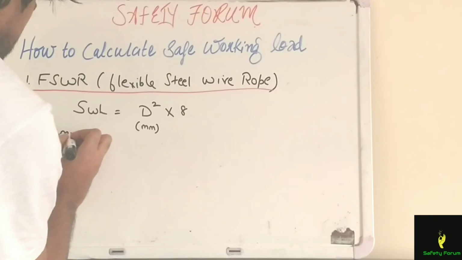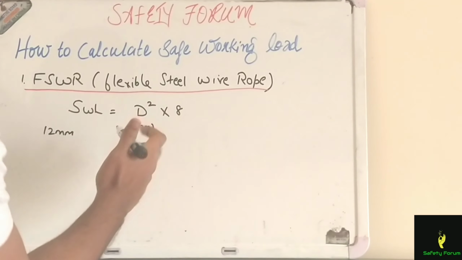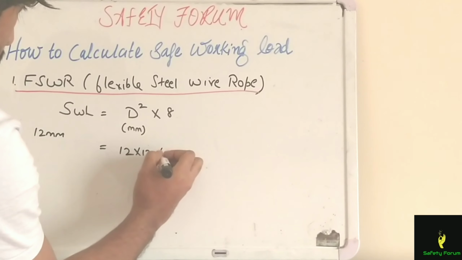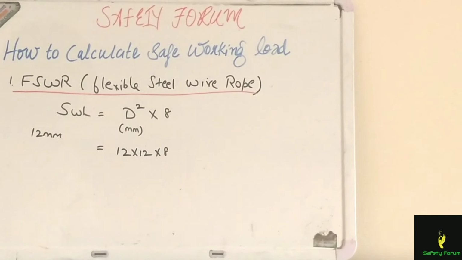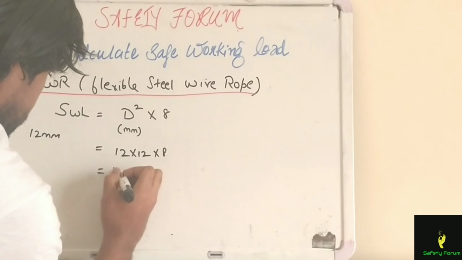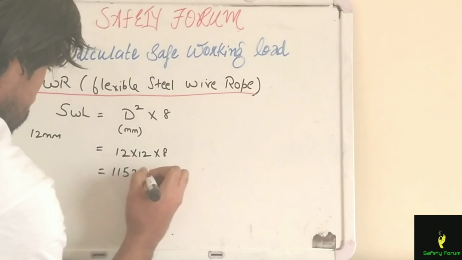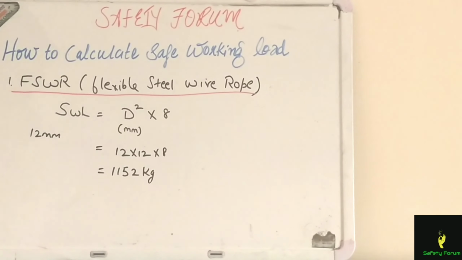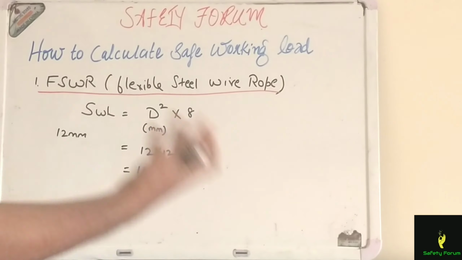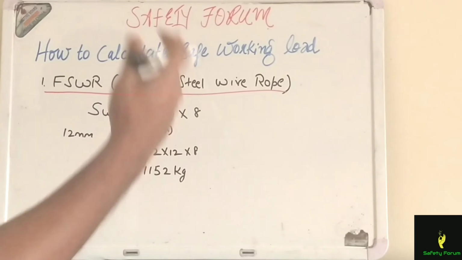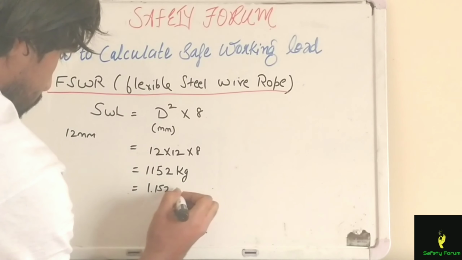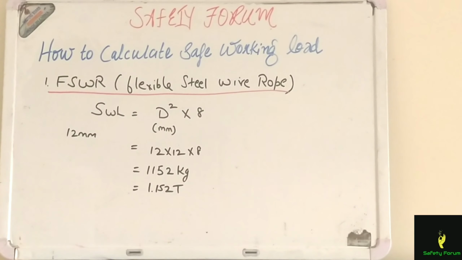For example, friends, if you take an example of a 12 mm diameter cable, if a 12 mm diameter FSWR is available with you, then you have to put it in the formula, which will be 12 into 12 into 8, where this 12 is the diameter in mm of the cable. So you will get 1152 kilogram. This unit will be in kilogram. If you want to convert into ton, then obviously you have to divide it by 1000. So it will be 1.152 tons.